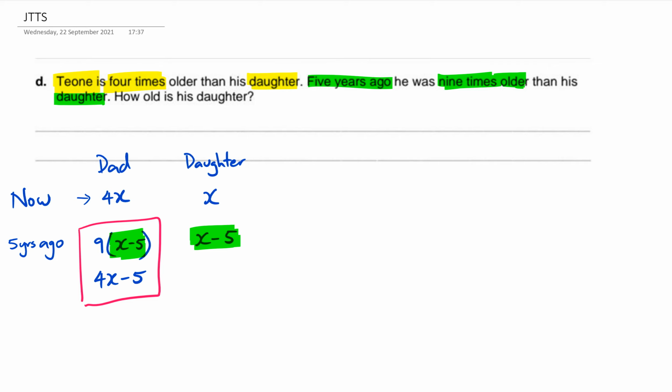The 9 times x minus 5 comes from the daughter's age 5 years ago. That's where the 9 times x minus 5 comes from. As for the 4x minus 5, we've got 4x, which is his age right now, which means 5 years ago, his age is 4x minus 5. So whatever those two expressions in the red box are, they're equal to each other. And so that's what we're going to do: 9 bracket x minus 5 equals 4x minus 5.